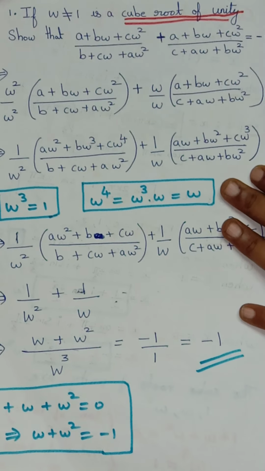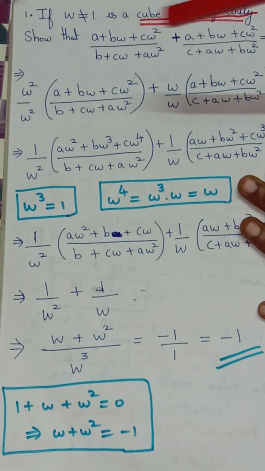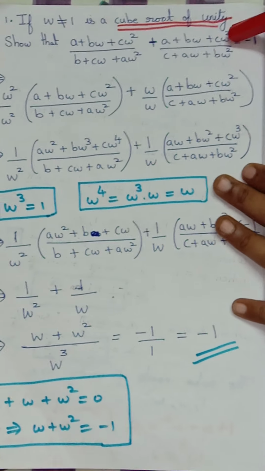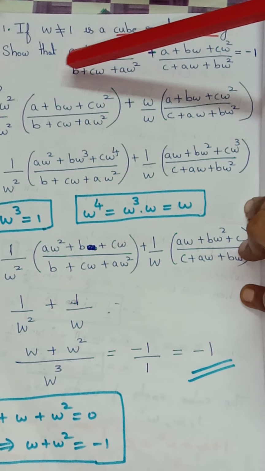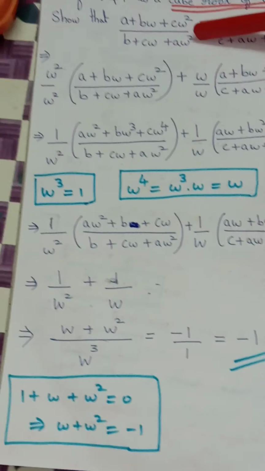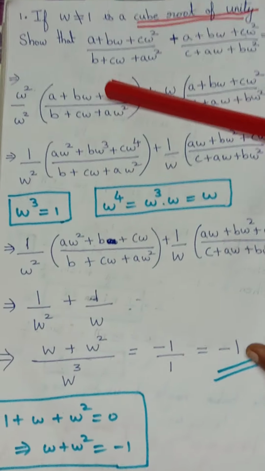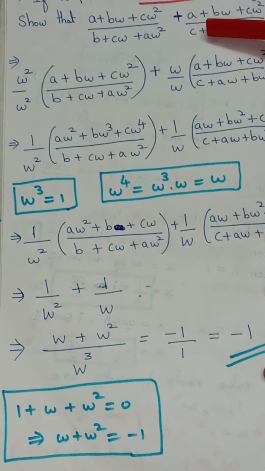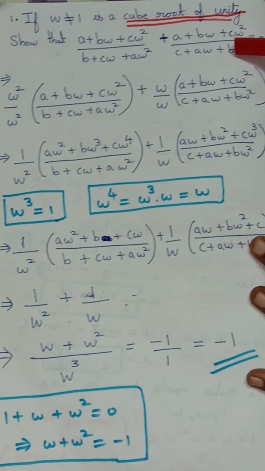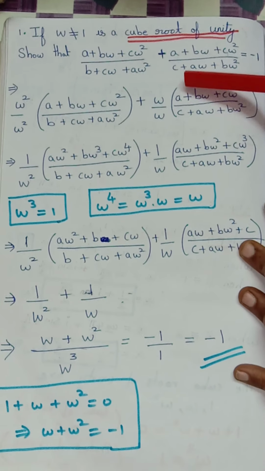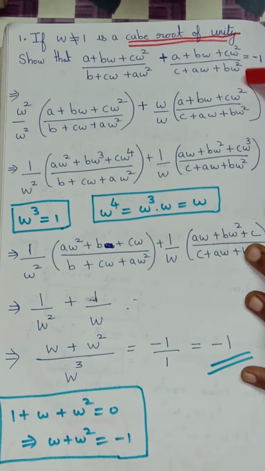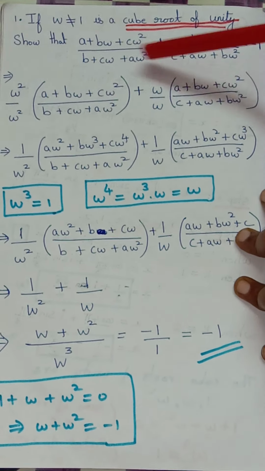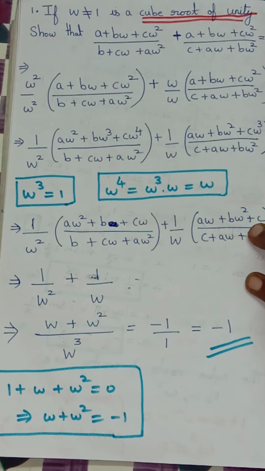Exercise 2.8, question number 1. If omega is not equal to 1 is a cube root of unity, show that (a plus b omega plus c omega square) by (b plus c omega plus a omega square) plus (a plus b omega plus c omega square) by (c plus a omega plus b omega square) is equal to minus 1. So you have to show the value of this is equal to minus 1.